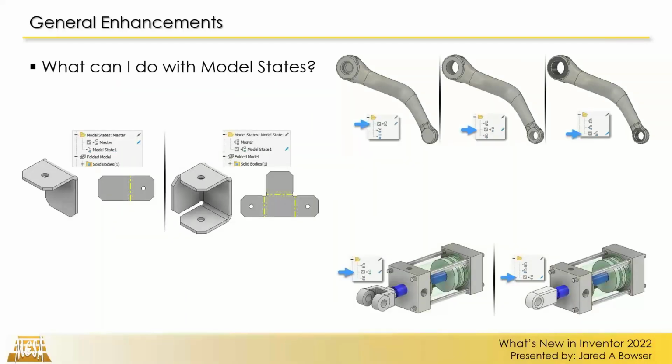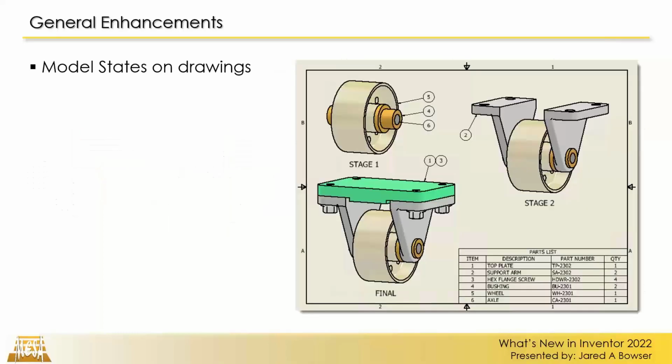What can I do with these model states? Some of these different examples here. So like I said, you could create different manufacturing processes or part families. Working with the sheet metal side, you could show those bent steps. Or on the assembly side, you can show different configurations of parts. And once we get to the drawing side of this, when you're placing your views, you could choose which model state you want to show. You can also include a parts list, which includes the unique part numbers or iProperties.